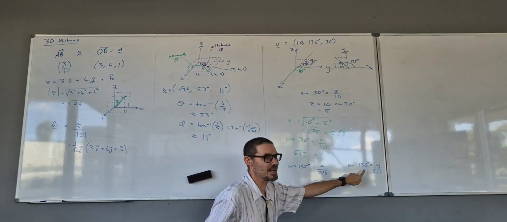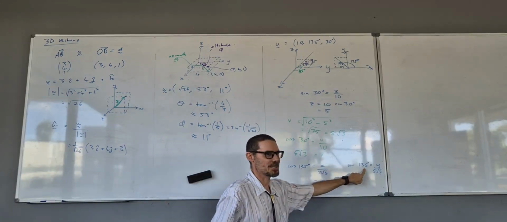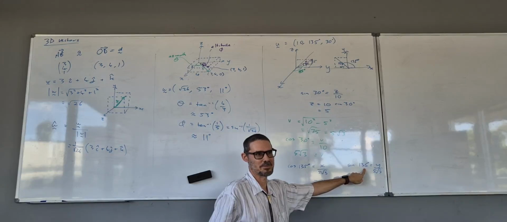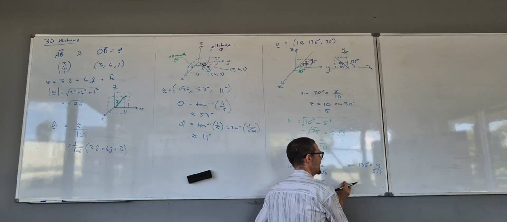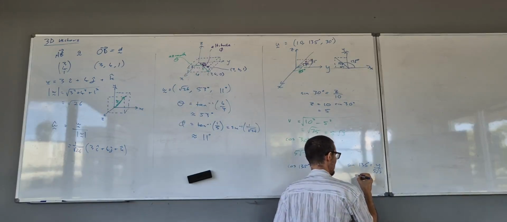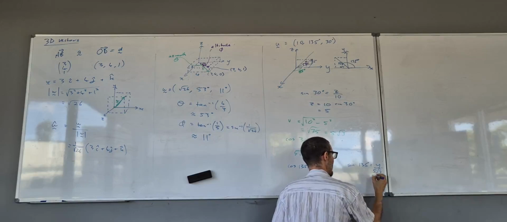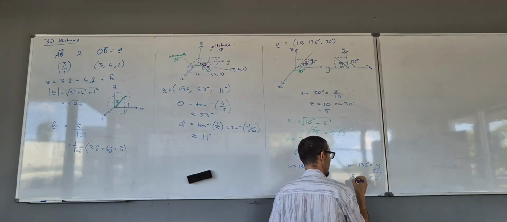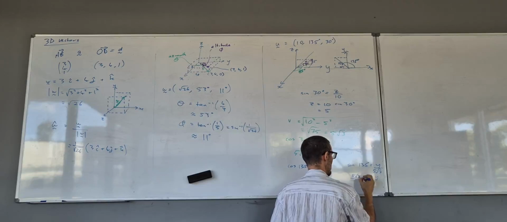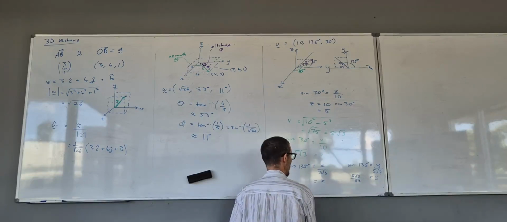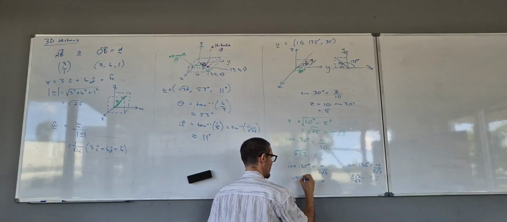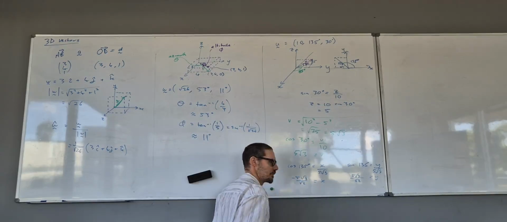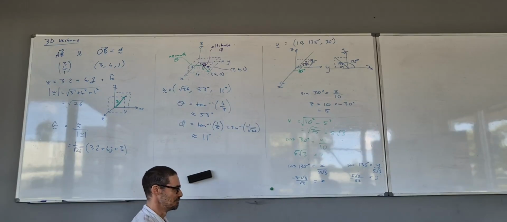These are both 45 basically, so that's 1 on root 2. Do you know your exact values for trig? You need to. So that is 1 on root 2, so we're going to have Y is 5 root 3 over root 2, and X is negative 5 root 3 over root 2. That's pretty disgusting. Root 3 on root 2, but it's the way it is.